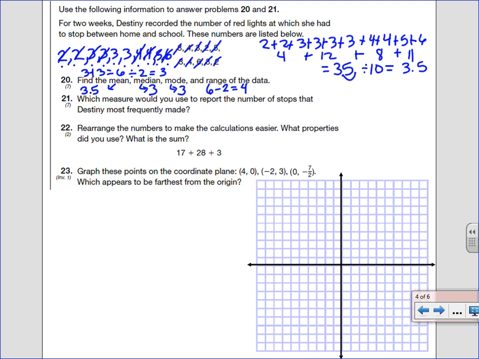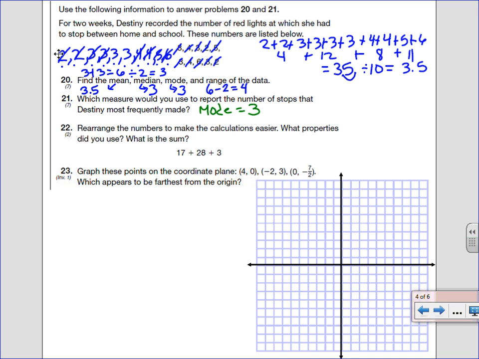Which measure would you use to report the number of stops that Destiny most frequently made? Well, frequently tells me that we're going to use the mode, because that's the number that occurred the most often. That was the most frequent. So I would say the mode of 3.